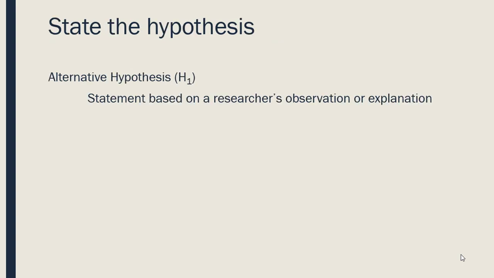In discussing hypotheses, we typically talk about the alternative hypothesis, a statement based on the researcher's observation or explanation, and the null hypothesis. The null hypothesis and alternative hypothesis should be mutually exclusive, meaning they cannot overlap. That is to say, they cannot both be true at the same time. Additionally, the two hypotheses should include all possible outcomes.